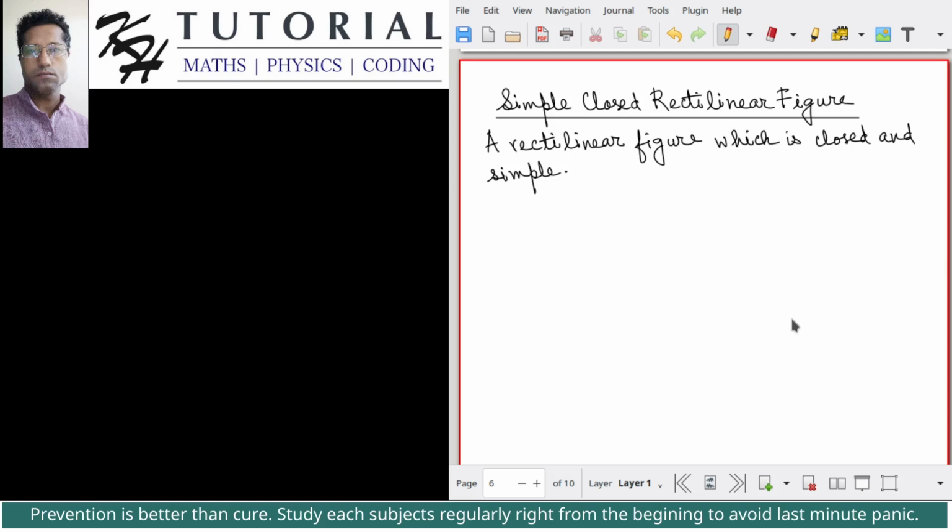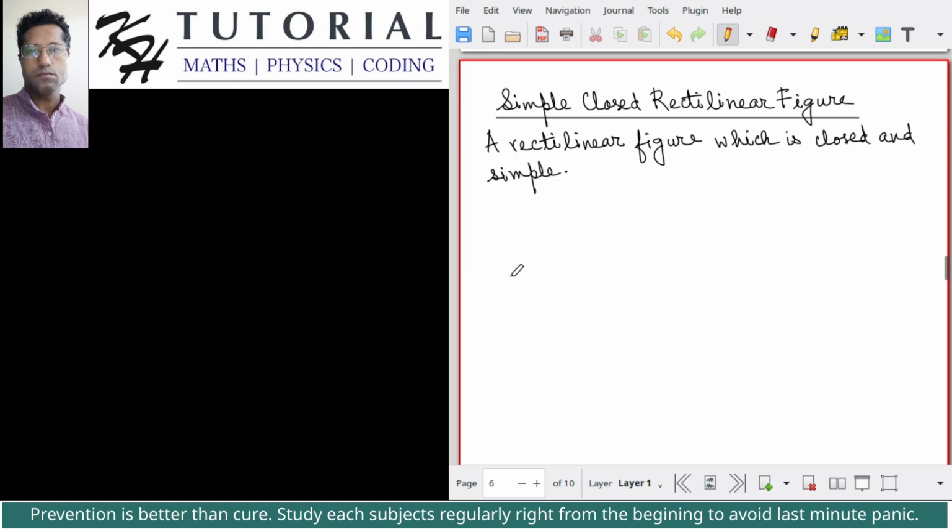All the special figures that we will study, whose formulas of area and perimeter we will study, are basically simple closed rectilinear figures. So what is a simple closed rectilinear figure? As the name suggests, a rectilinear figure which is closed and simple. So the figure must be a rectilinear figure, that is, made up of only line segments, and the figure must be closed, that is, the starting and the end point must be the same, and the figure must not intersect with itself.